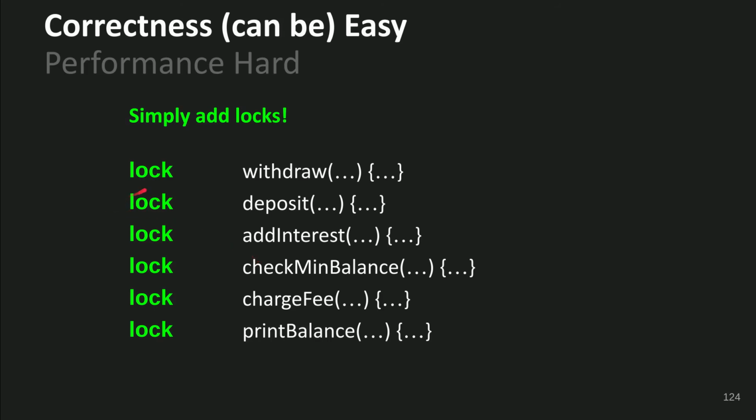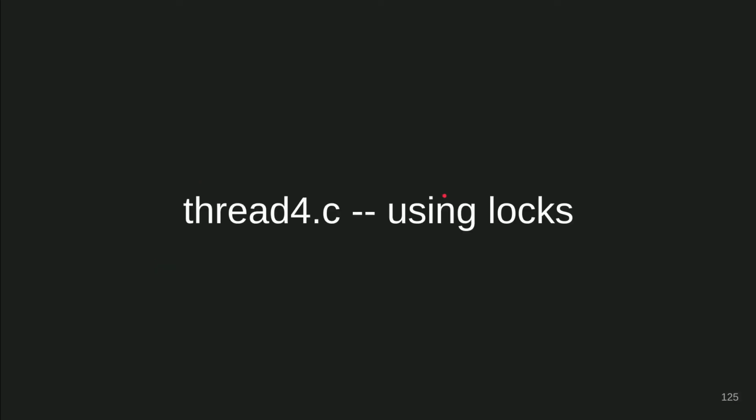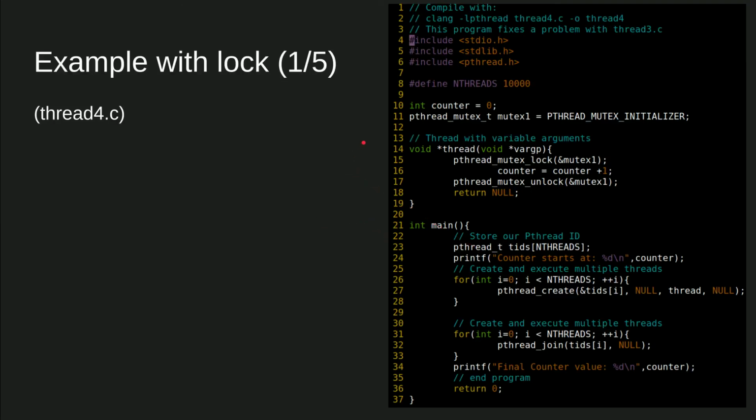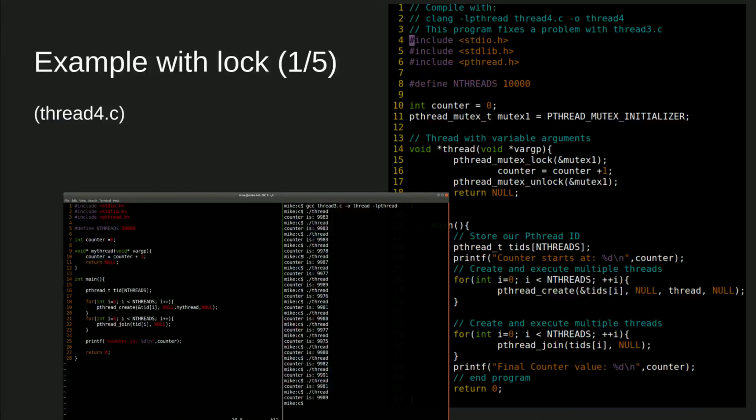But if we put locks everywhere, we have to be a little bit careful because then we're making our program run sequentially. So we're only putting locks around the shared data. So let's finally try to fix this example, thread4.c, using locks now that we have some additional help. I'll actually code this example. Let's go ahead and fix it.